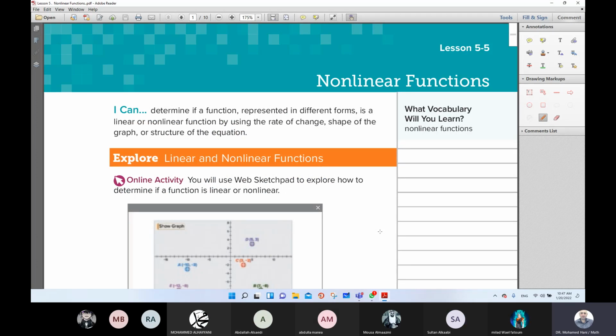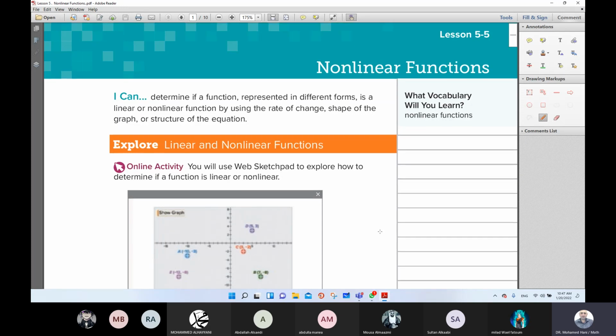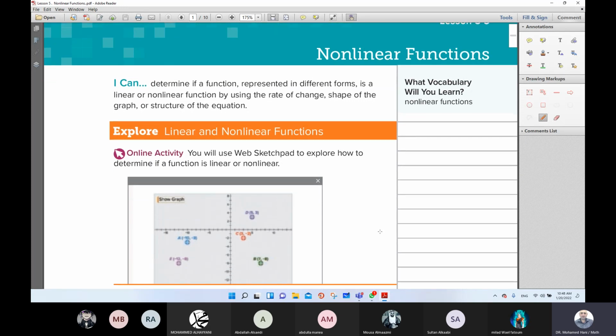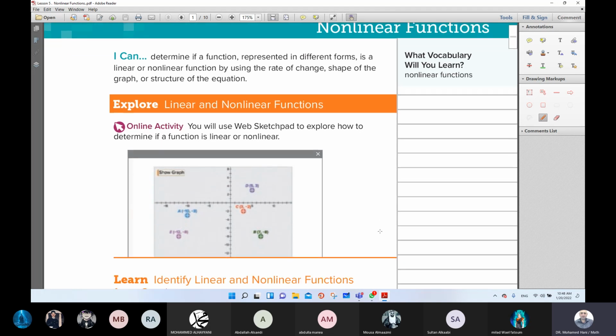Math grade 8. We are in module 5, lesson 5. Today we have nonlinear functions. In this lesson, we want to determine if a function represented in different forms is a linear or non-linear function by using the rate of change, shape of the graph or structure of the equation.